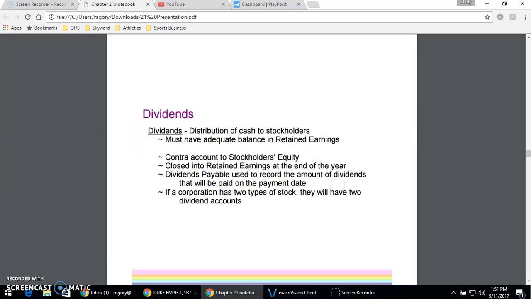Dividends, like I said when we started this, dividends and drawing are very similar in terms of their account properties, versus in a sole proprietorship, drawing, and in a corporation, dividends. If a corporation has 2 types of stock, they will have 2 dividend accounts. They will have dividends for common stock and dividends for preferred stock.